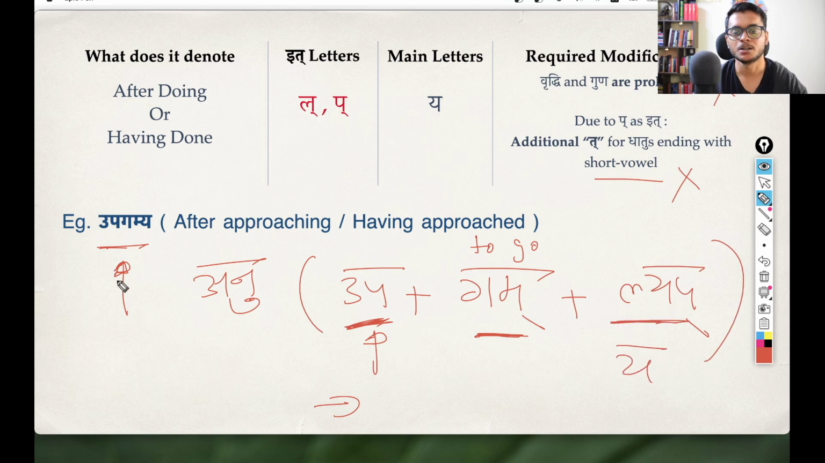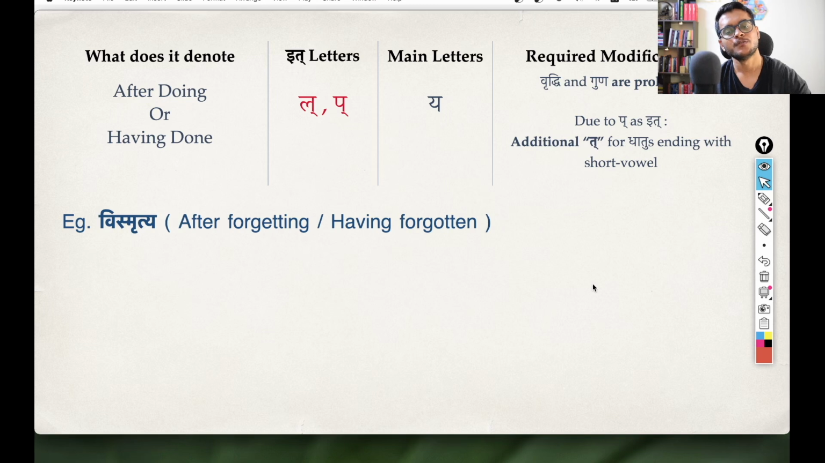So upagamya. This is the pada that we get. Upagamya, after approaching, having approached. Let us take one more example. Vismritya. And vismritya, this means after forgetting or having forgotten.